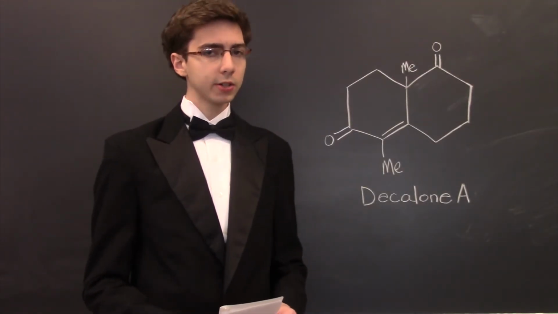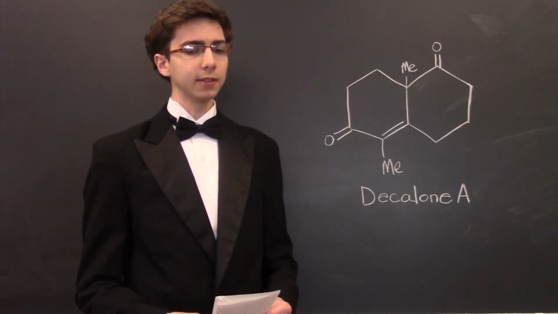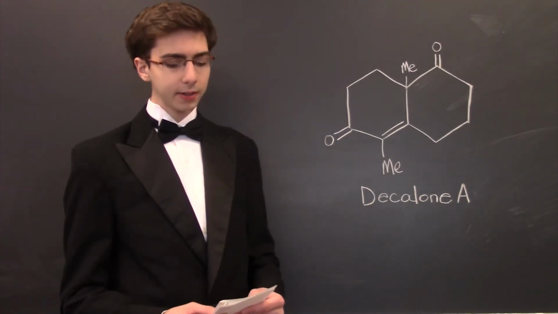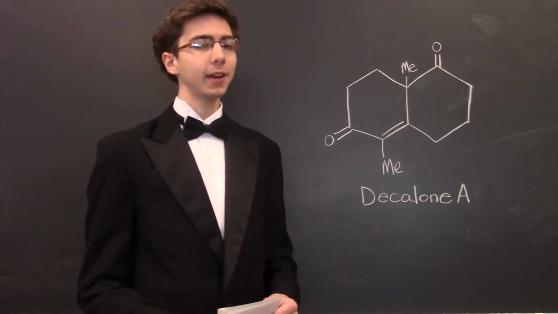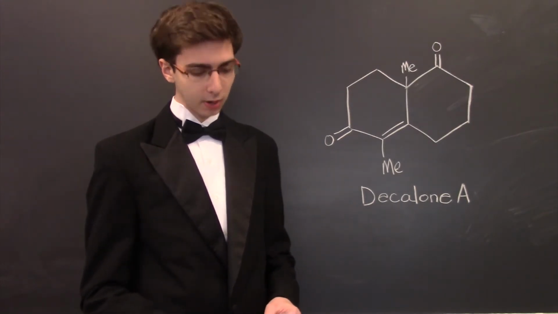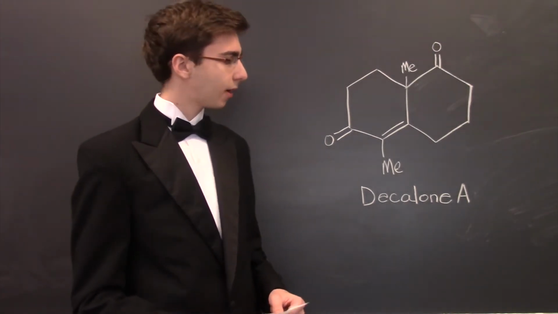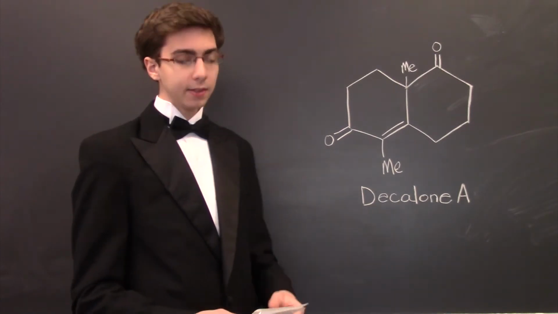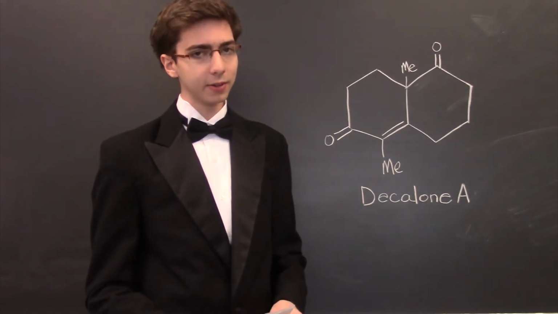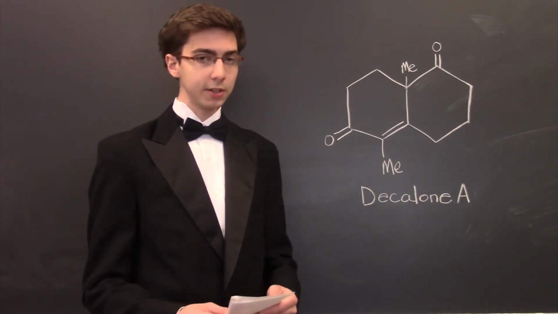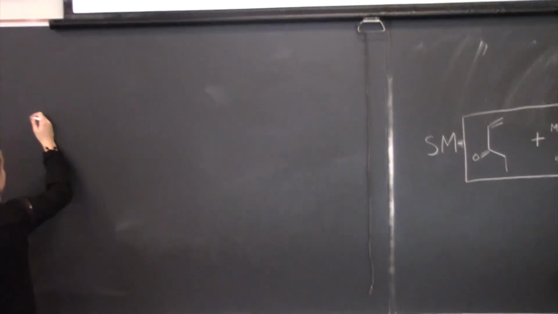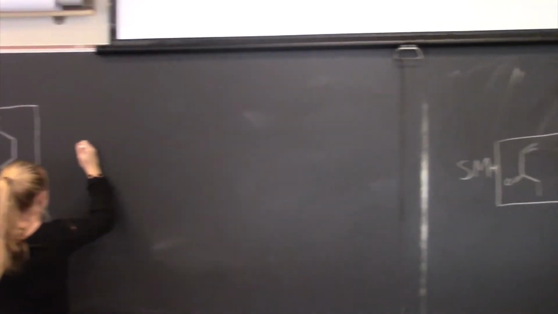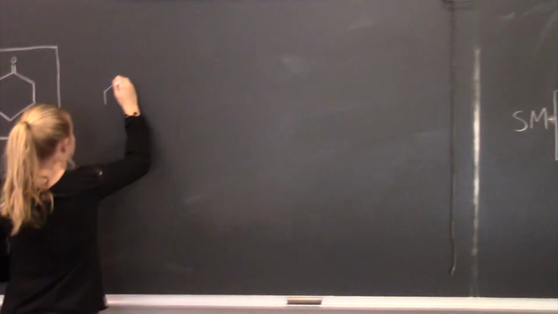This is the final question and the tiebreaker, a mechanism race. Quassinoids are polycyclic lactones that have been found to be antimalarial and anti-cancer drugs. Quassinoids can be derived from Decolone A. This can be prepared from our beloved Robinson annulation. Please draw the mechanism. On your mark, get set, go.